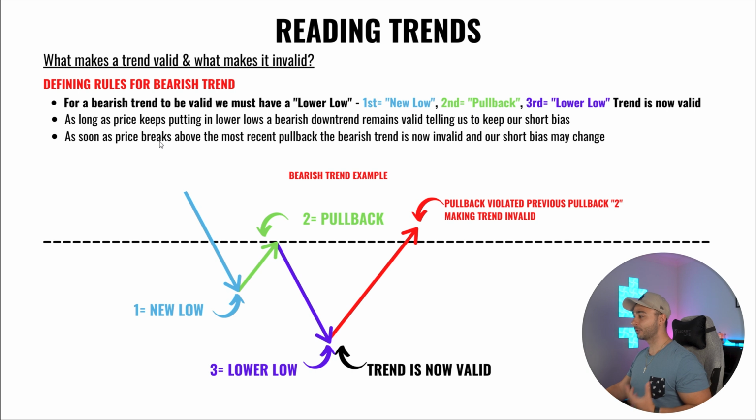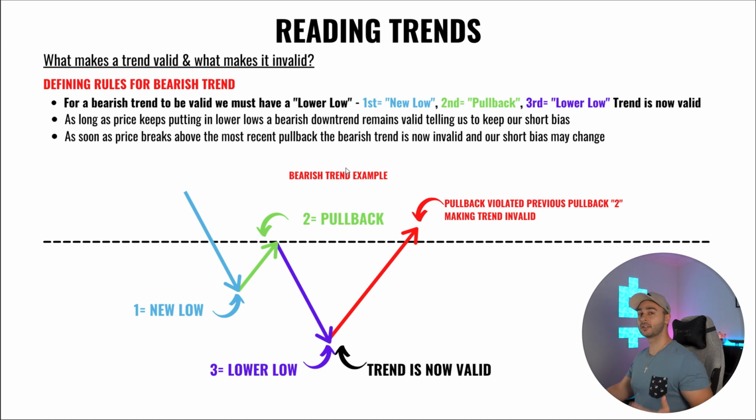As long as price keeps putting in lower lows, a bearish downtrend remains valid, telling us to keep our short bias. As soon as price breaks above the most recent pullback, the bearish trend is now invalid and our short bias may change. So what that means is, let's just go over this diagram real quickly.